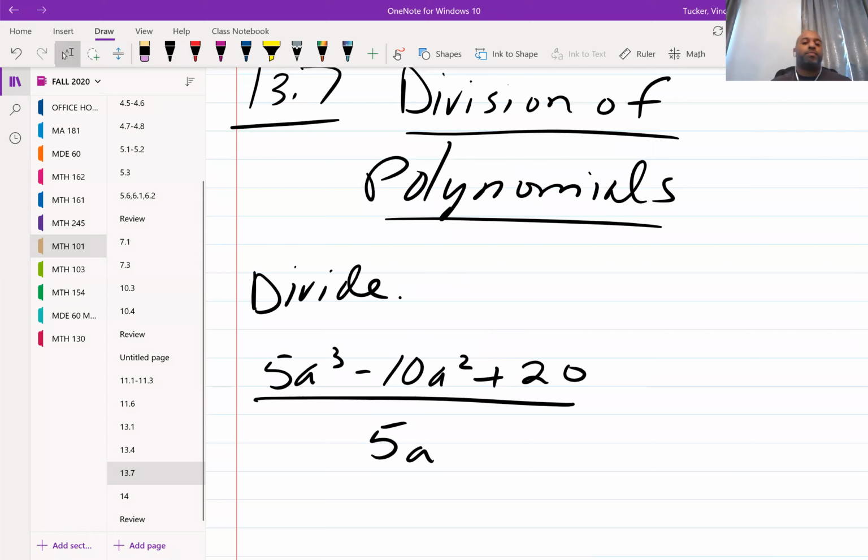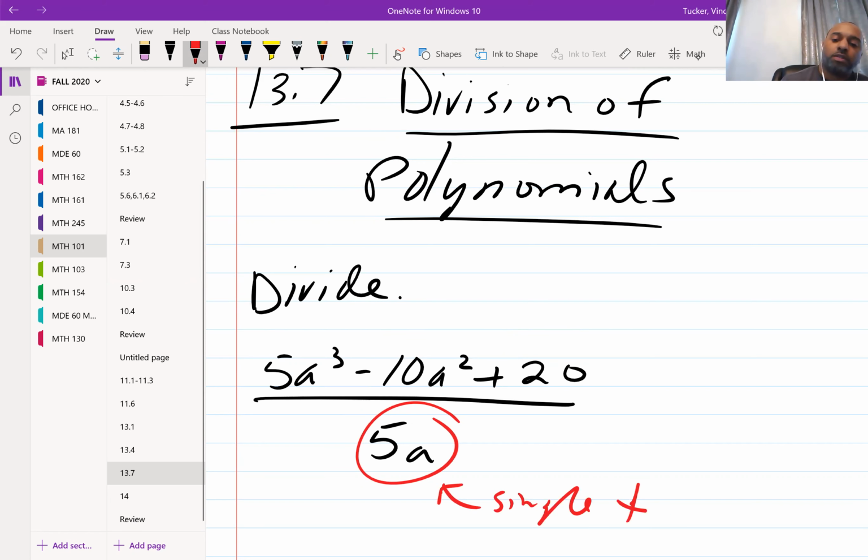All right, so if we have just a single term in our denominator, so notice we just have 5a, and our terms are separated by the plus and minus sign. So that means in our numerator, we have 3 terms. But when we have a single term in the denominator, the way we would do it is we would take that single term and apply it or divide it into each term in the numerator.